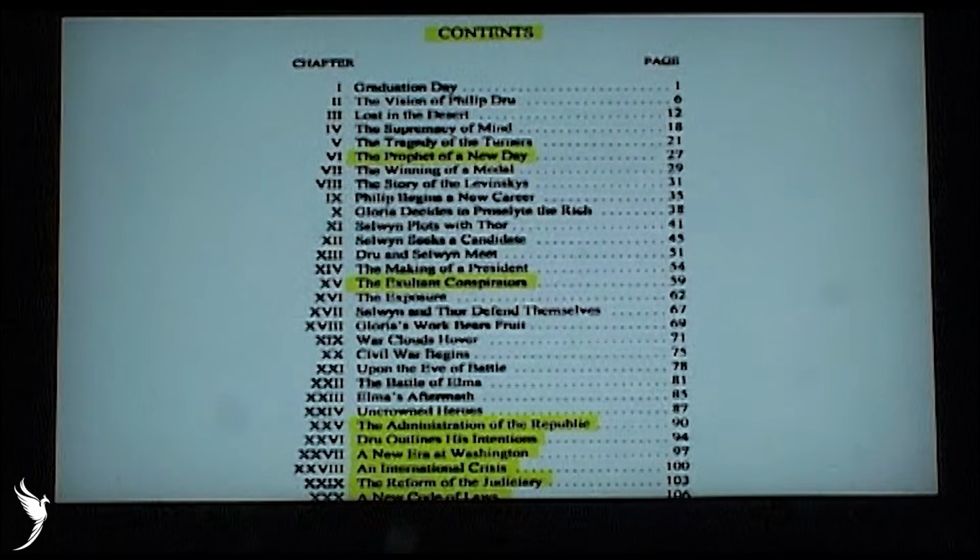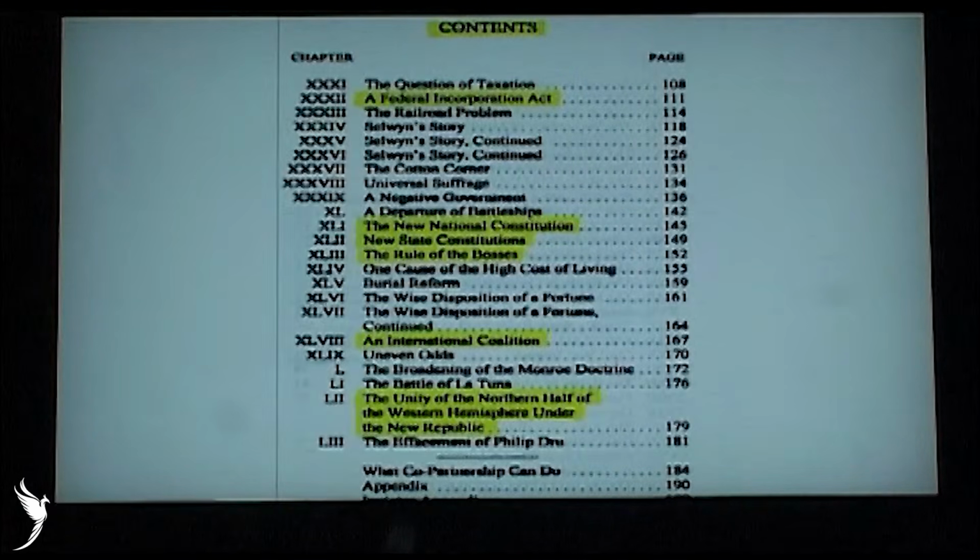Another one, administration of the republic. Philip Drew outlines his intentions, the new era in Washington. Some of the other chapters were on international crises, the reform of the judiciary, a new code of laws, the Federal Incorporation Act, the Federal Reserve Act, the new national constitution, the new state constitution, the rule of the bosses.